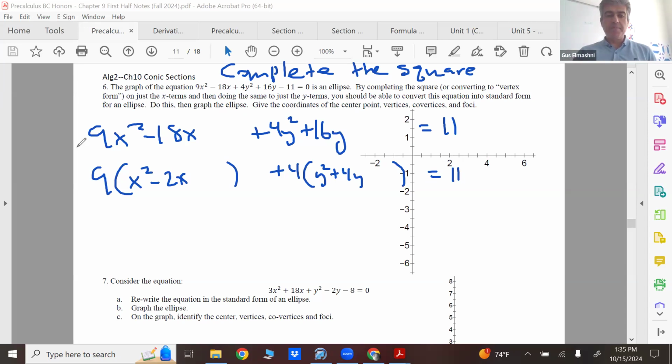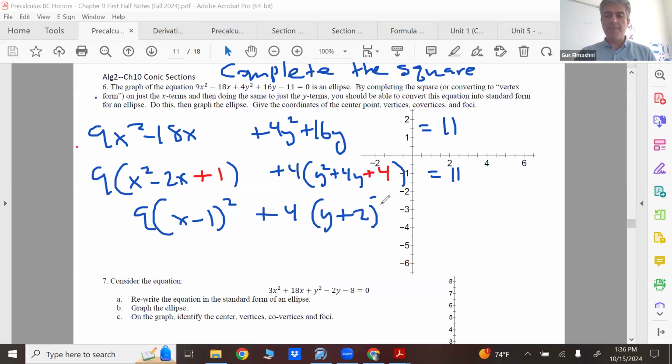Now you do complete the square. What's happening to the square, guys? 1. What's half of 4, then squared? 4, right? So what it enables you to do is rewrite this as x minus 1 squared, right? And this could be rewritten as 4 times y plus 2 squared.